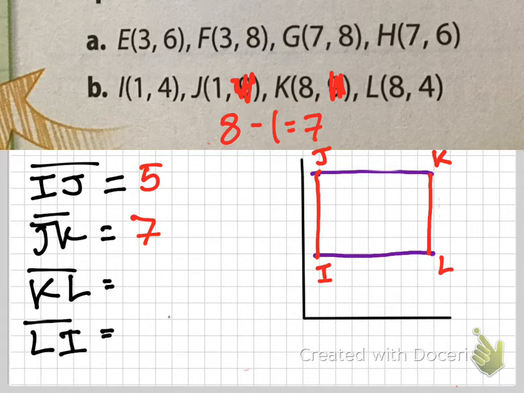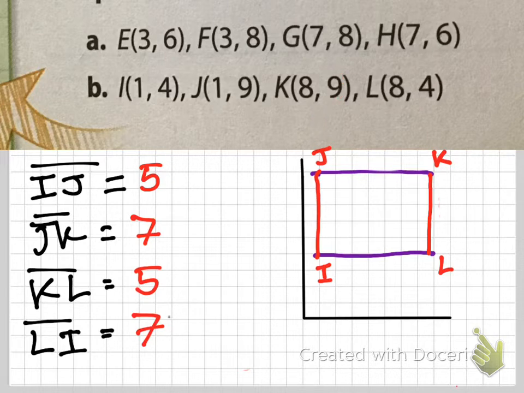Excellent. Now, for KL, Daniel, what did you get? 5. We followed the exact same thing. Of course it's going to be the same length. We've made ourselves a nice little rectangle. So, Lily, what's the answer to LI? 7. Exactly. So we follow those same things.